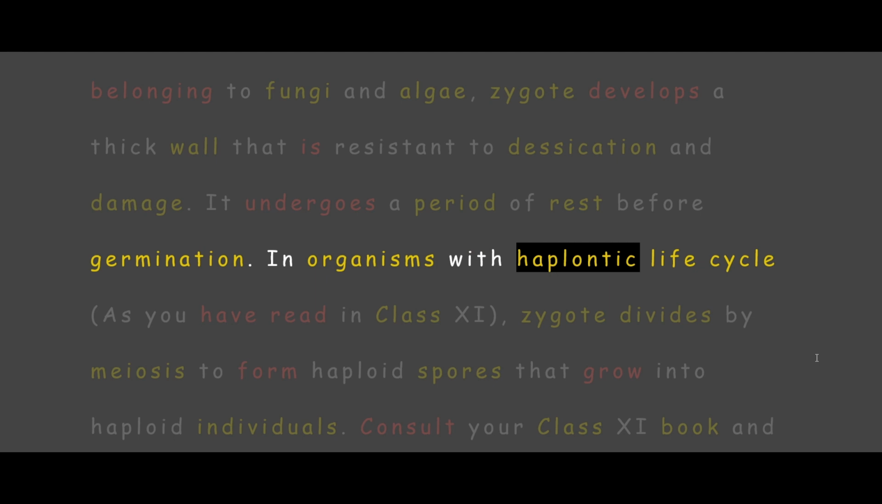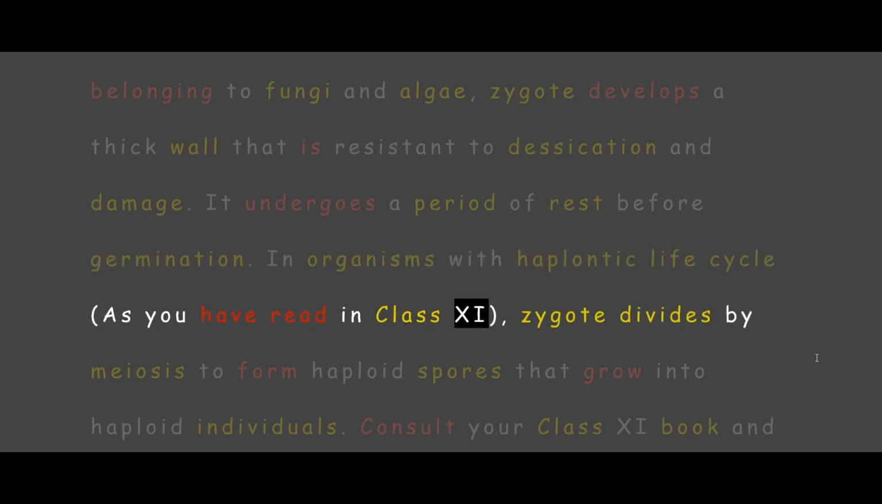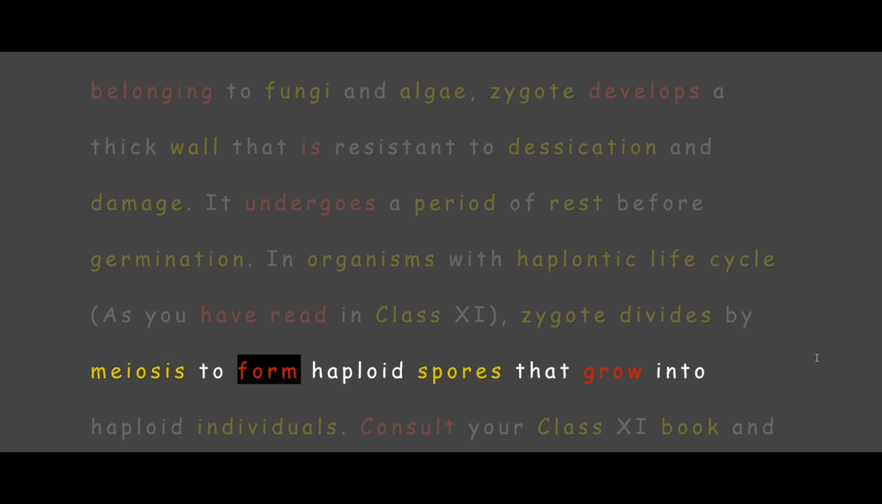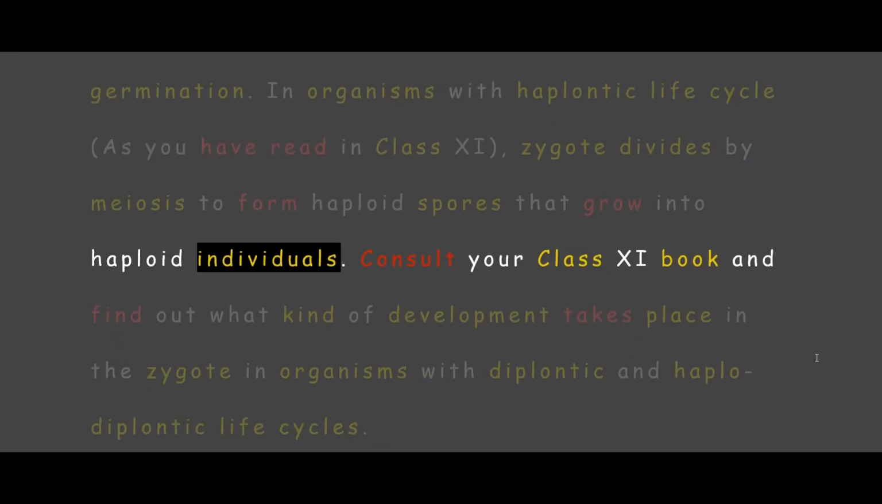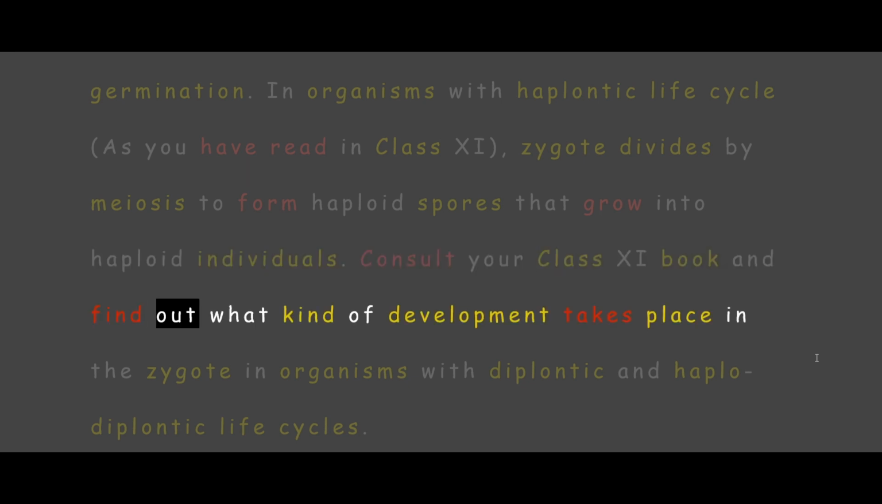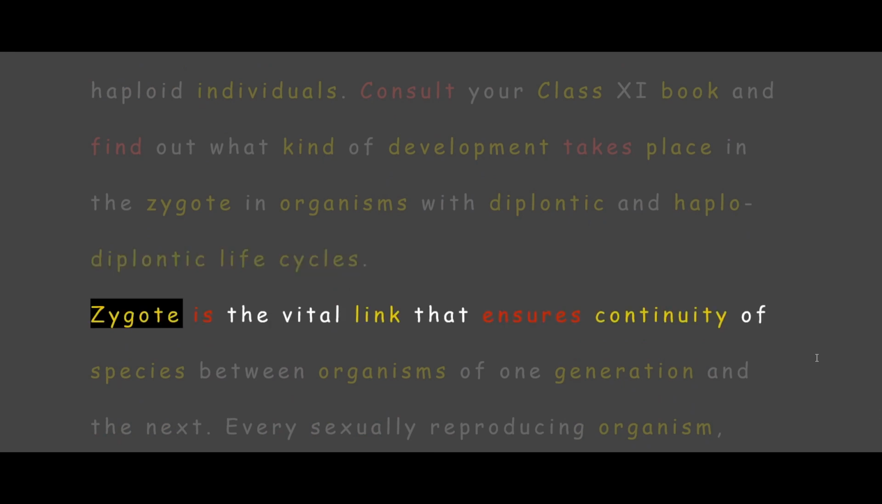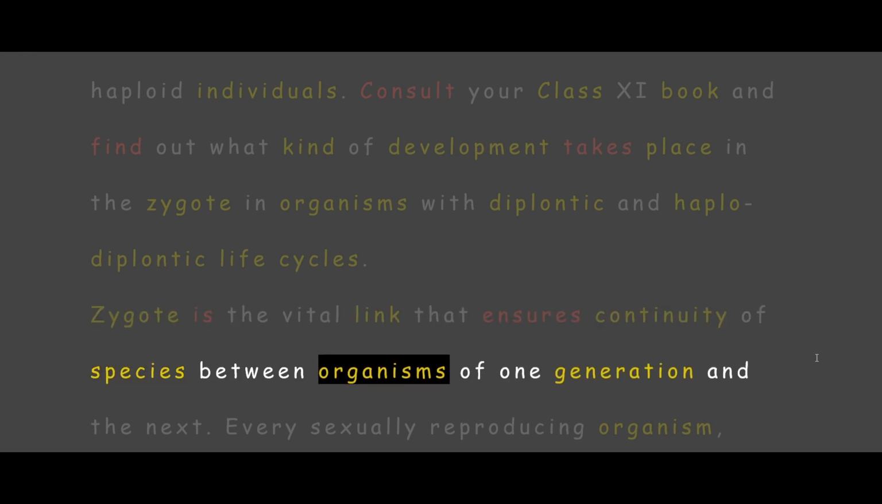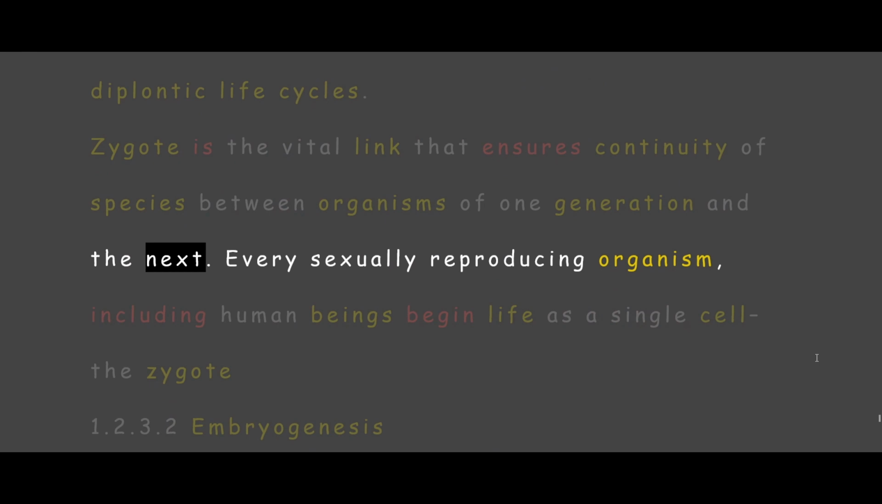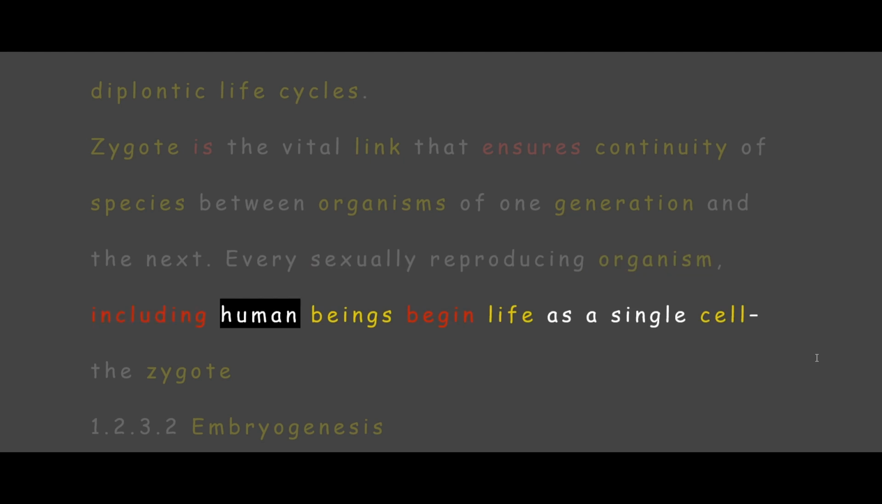In organisms with haplontic life cycle, as you have read in Class 11, zygote divides by meiosis to form haploid spores that grow into haploid individuals. Consult your Class 11 book and find out what kind of development takes place in the zygote in organisms with diplontic and haplodiplontic life cycles. Zygote is the vital link that ensures continuity of species between organisms of one generation and the next. Every sexually reproducing organism, including human beings, begin life as a single cell, the zygote.